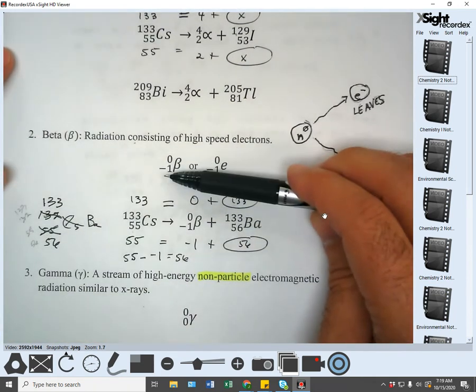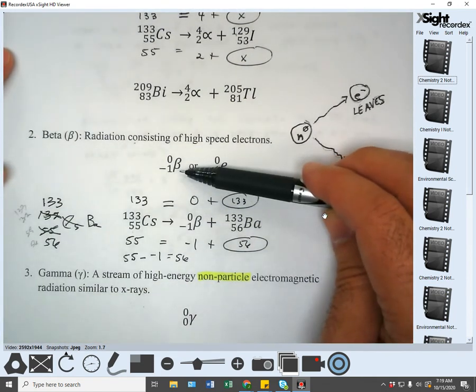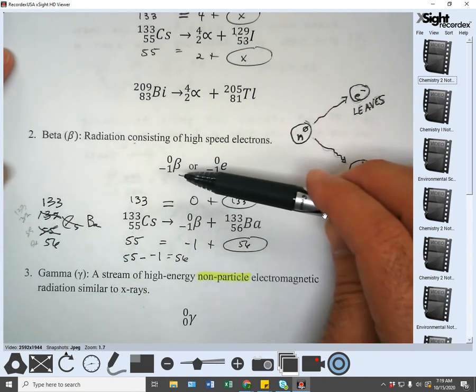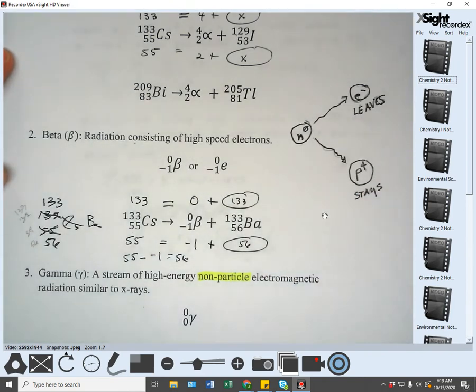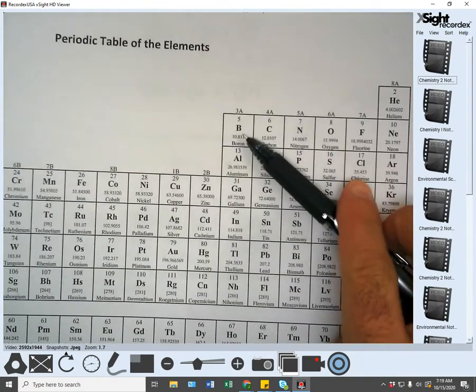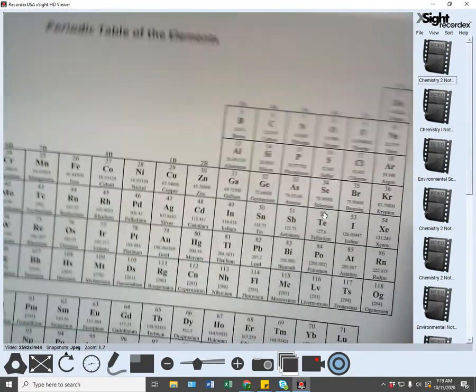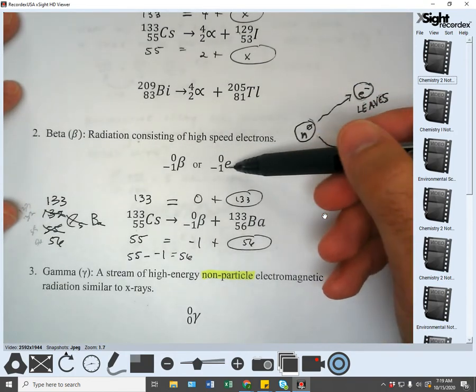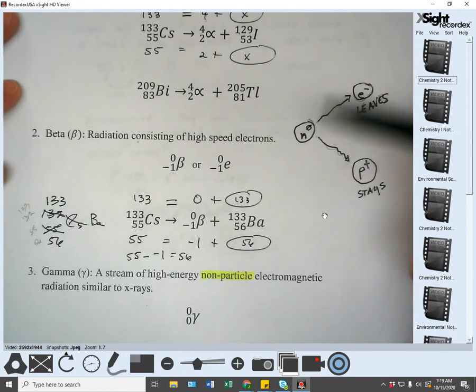Okay, how do you write a beta particle? It's 0 over -1 beta. This is a beta symbol. It's like a capital B with a tail, and you have to have the tail, because if you don't have the tail, then essentially you're talking about boron, which is something totally different. Sometimes you'll see it written as 0 over -1 e. I want you to write it like the first one.